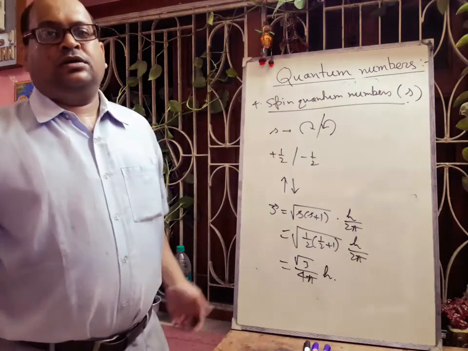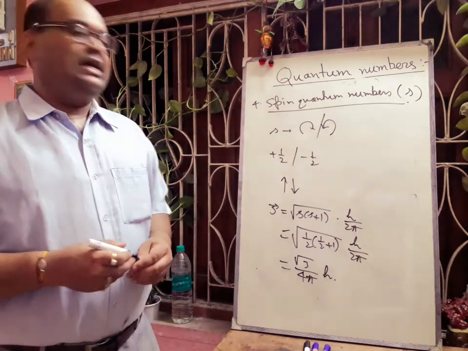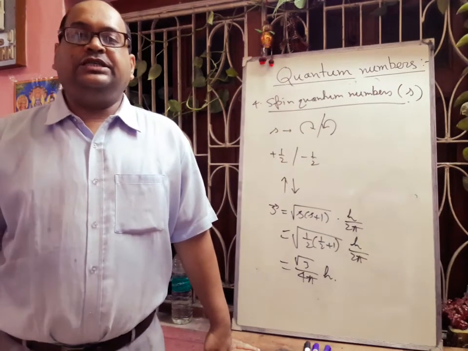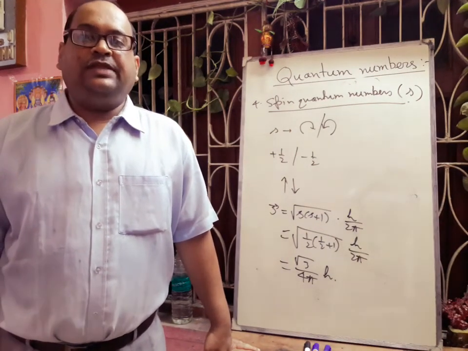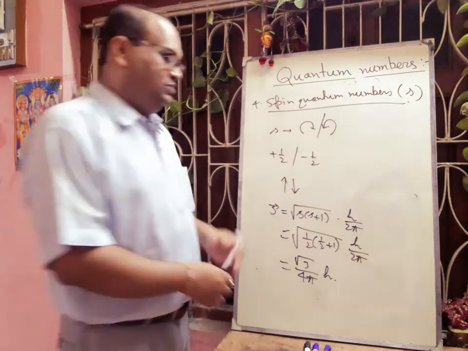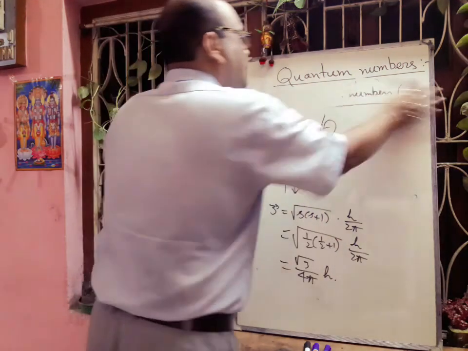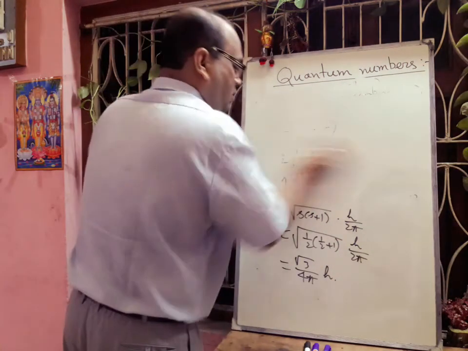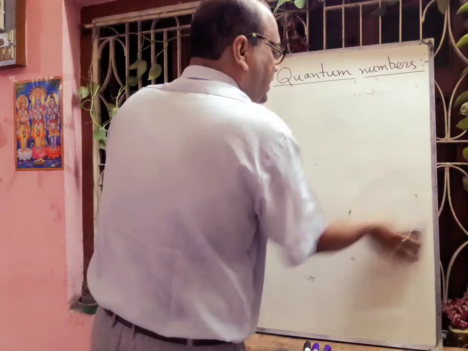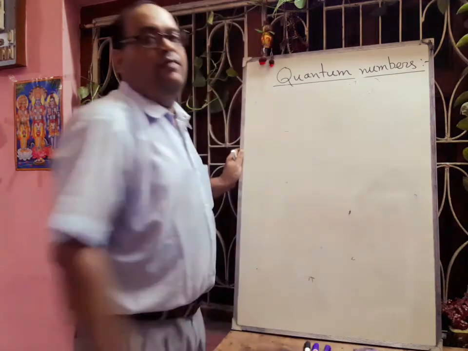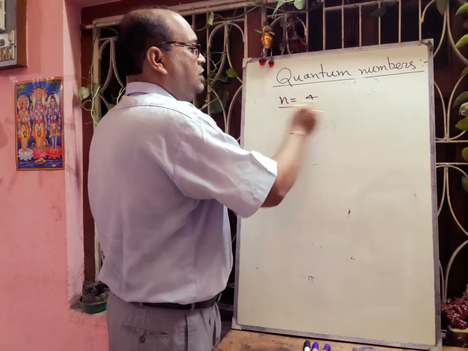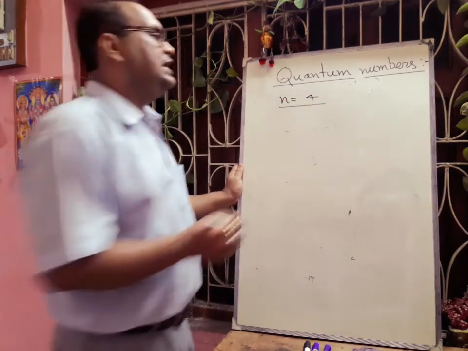So finally we can say that these quantum numbers describe the position of an electron in an atom, to give the complete address of an electron. Now we will draw one diagram so that the whole idea of these quantum numbers will be clear. To represent one electron, we need 4 quantum numbers. Suppose we are considering n equal to 4, that is the N shell.